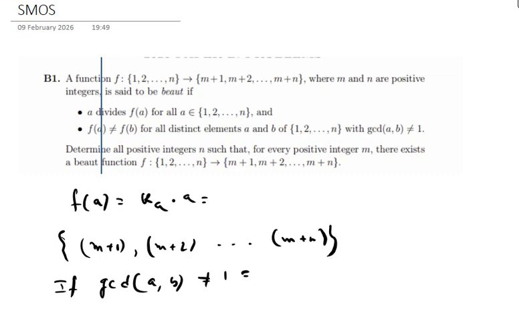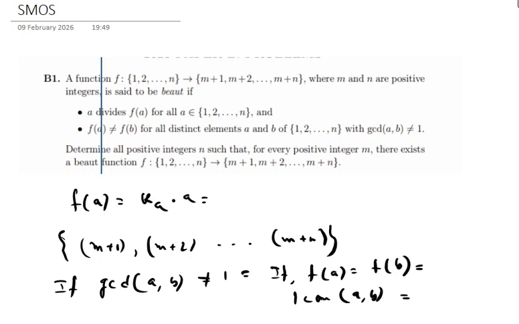But notice something important. If f(a) is equal to f(b), then that common value must be divisible by both a and b, so it must be divisible by LCM(a, b). That is quite restrictive. The problem is forcing a kind of separation among numbers sharing prime factors.